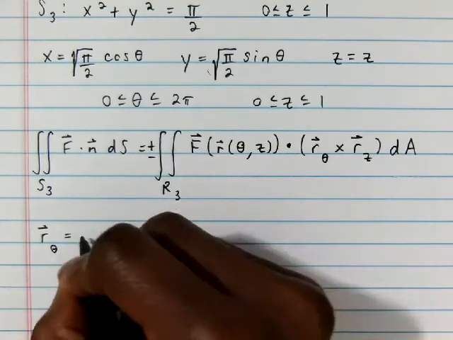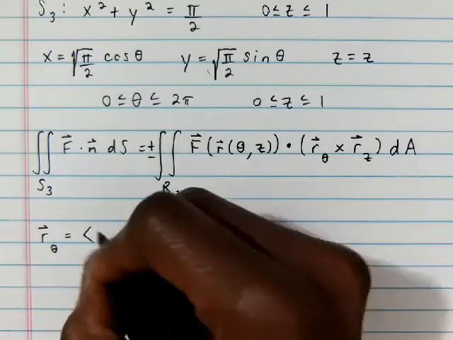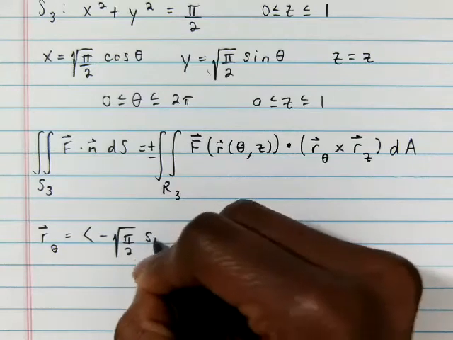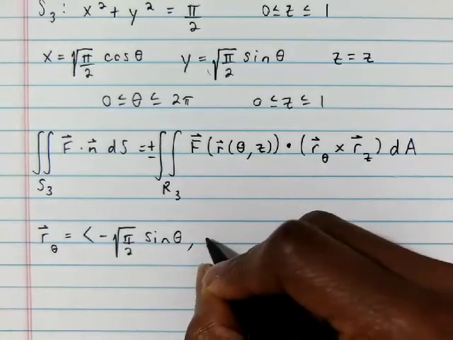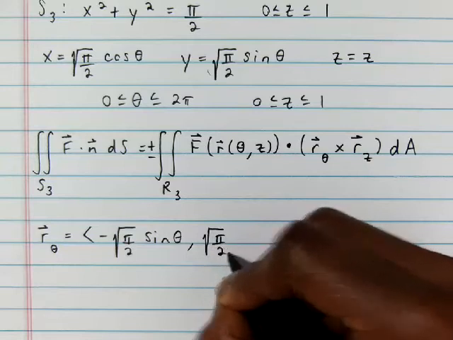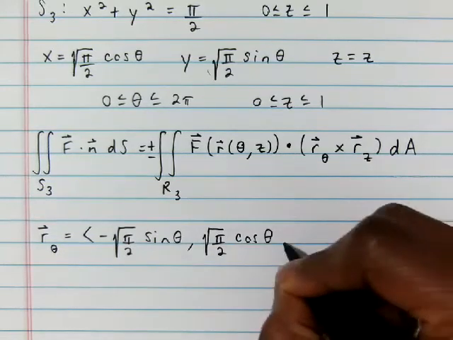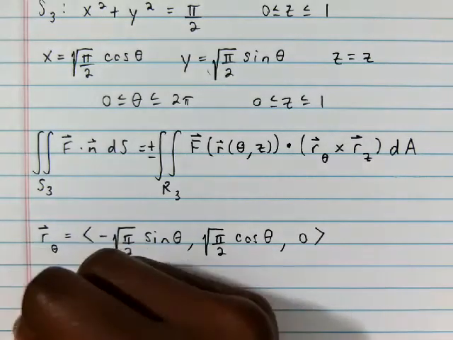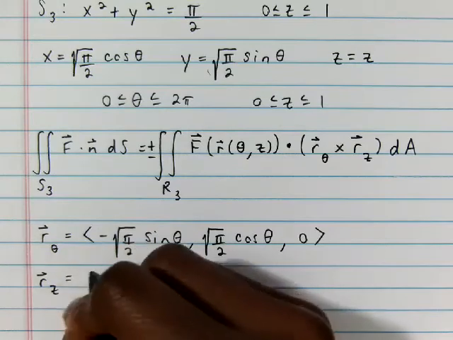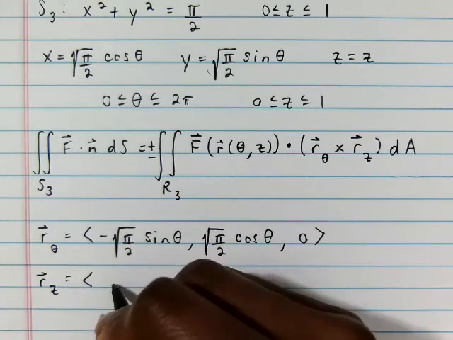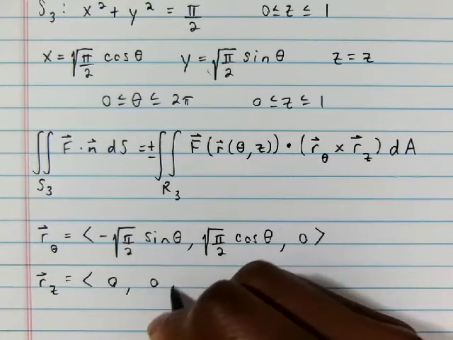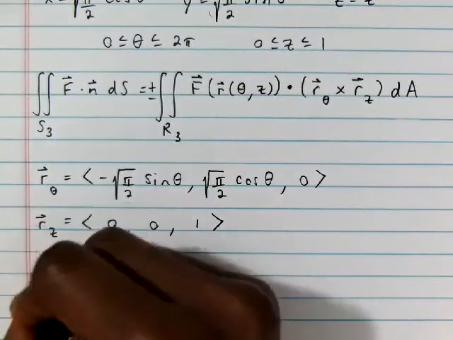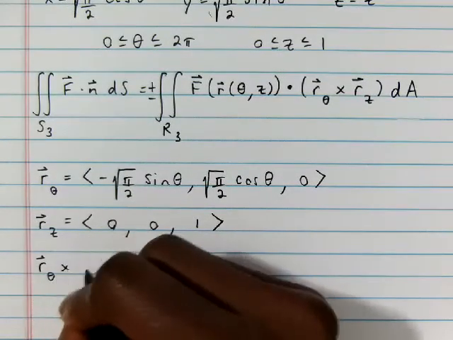So r sub theta. Our partial of r with respect to theta is negative square root of pi over 2 times sine of theta, and then square root of pi over 2 times cosine of theta, and then 0. Our partial of r with respect to z is equal to 0, and then 0, and then 1. And now let's take our cross product, r sub theta cross r sub z.